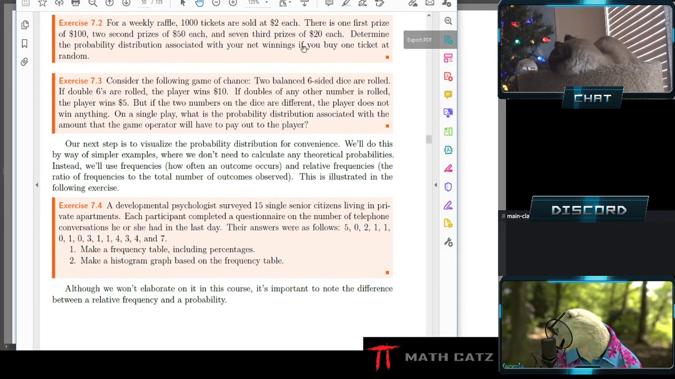Consider the following game of chance. Two balanced, six-sided dice are rolled. If double sixes are rolled, the player wins $10. If doubles of any other number is rolled, the player wins $5. But if the two numbers on the dice are different, the player doesn't win anything. Single play, standard question, probability distribution. Now I've changed the wording here a little bit because it's just sort of getting us to discuss it. We essentially want to do everything for this question.